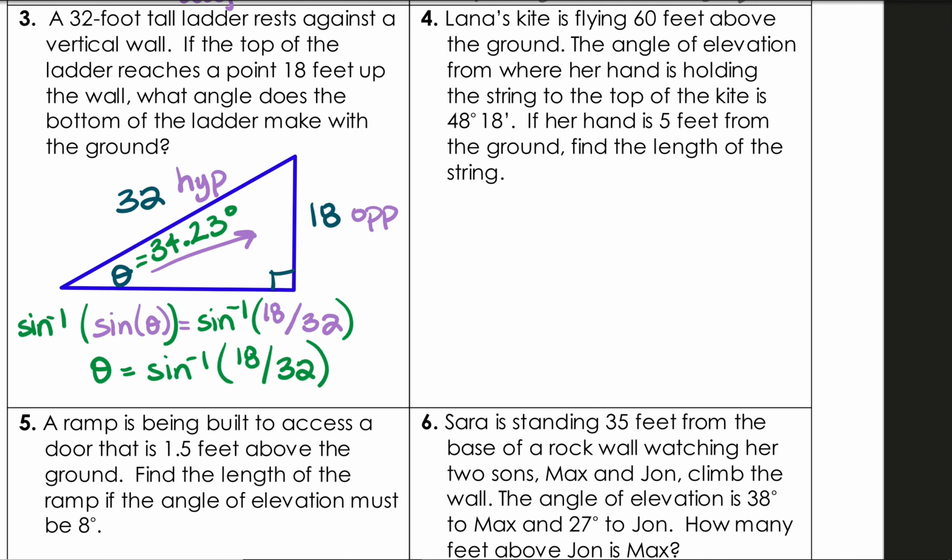On number 4, it said, Lana's kite is flying 60 feet above the ground. The angle of elevation from where her hand is holding the string to the top of the kite is 48 degrees and 18 minutes. So this is a little bit different. If her hand is 5 feet from the ground, find the length of the string. So let's draw this right triangle. So we have a few things to consider here.